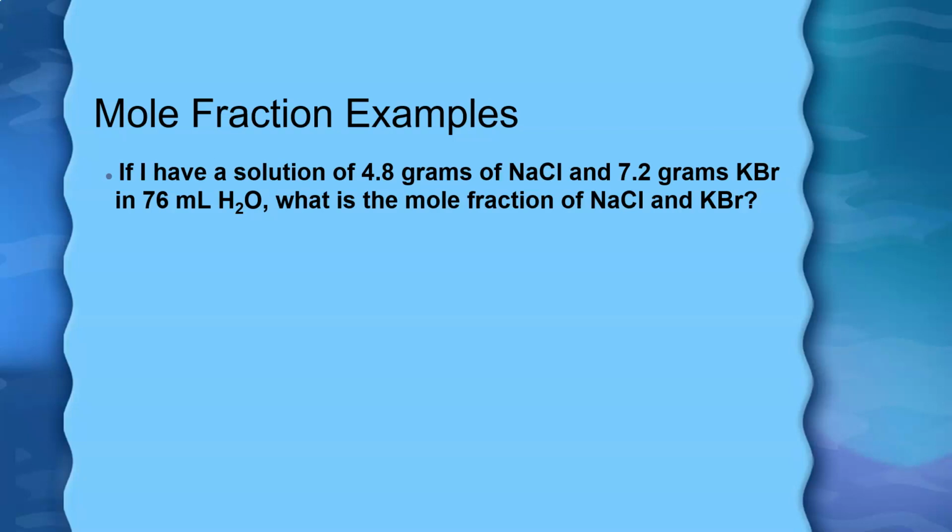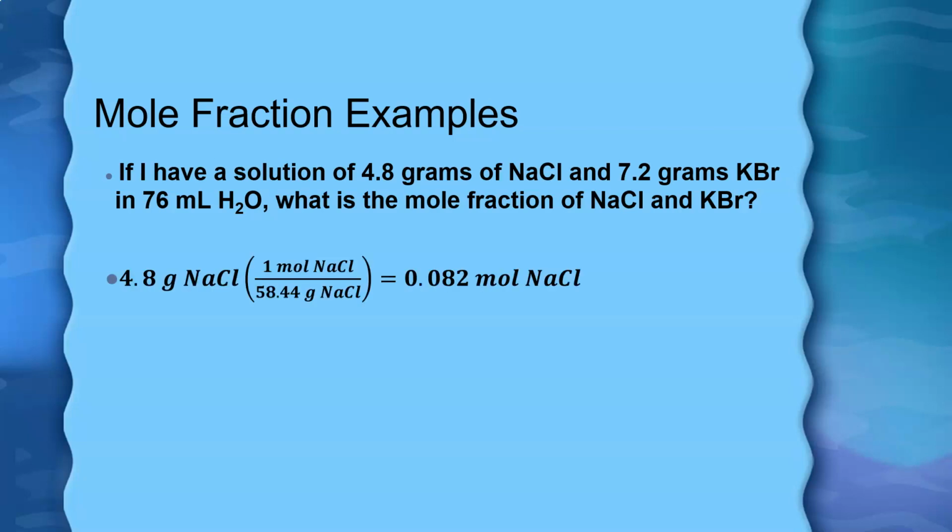All right, well, it's not a gram fraction, and it's not a milliliter fraction, it's a mole fraction. So the first thing we're going to have to do is convert these things into moles so we can find our total number of moles. So first we're going to take our 4.8 grams of sodium chloride. We're going to divide that by the molar mass of sodium chloride, which is 58.44. That gets me 0.082 moles.